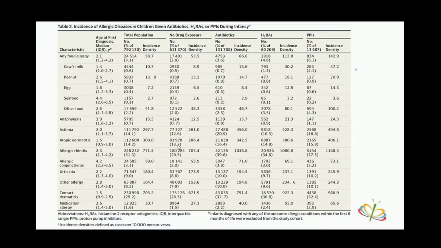Some other numbers that I specifically want to highlight: if you look at atopic dermatitis, allergic dermatitis, and allergic rhinitis, not surprisingly, those three are by far the most prevalent of the different findings in the study.